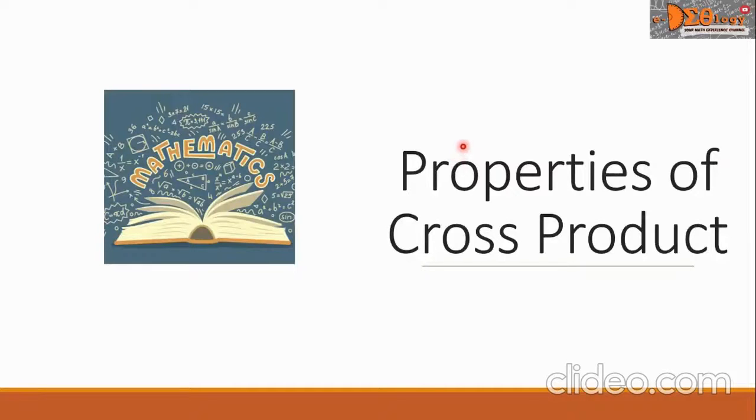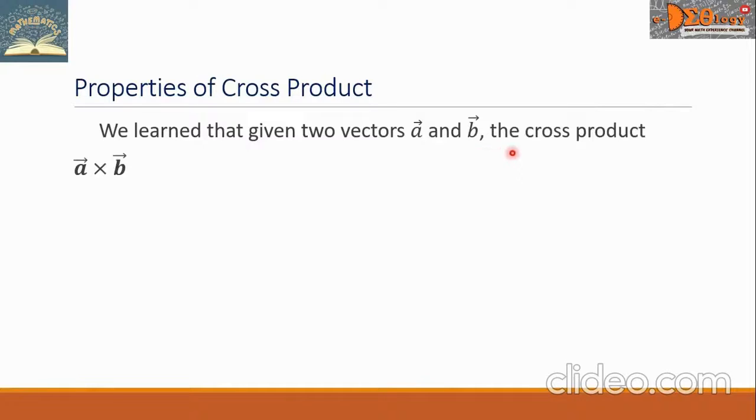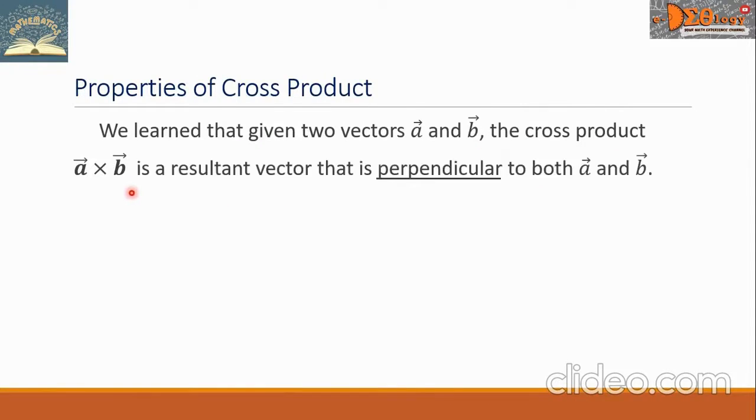Today, we're going to study properties of cross product. We learned that given two vectors A and B, the cross product vector A times vector B is a resultant vector that is perpendicular to both vector A and vector B. This illustration will help us understand better this idea.